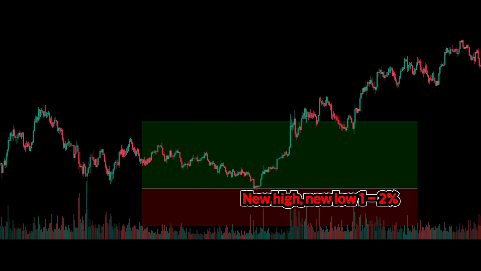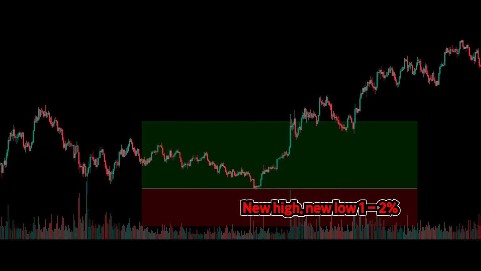Stop loss: for shorts, 1-2% above the recent high. For longs, 1-2% below the recent low. Take profit: 1-2 risk to reward as a baseline. Key support and resistance levels also work well as targets.